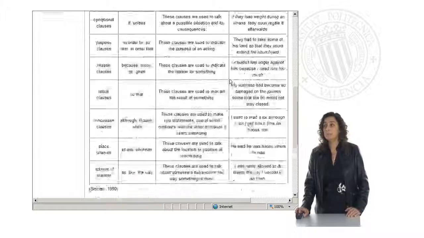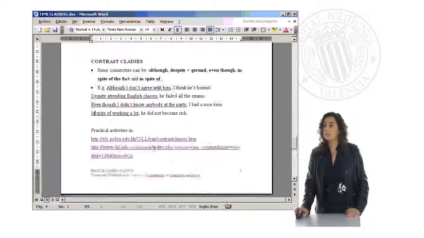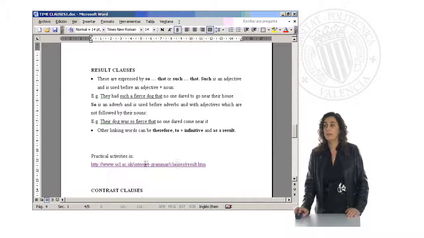Right? Okay. Then you can have more information on these two websites, but really to practice subordinated clauses, it's better you go to the websites I have explained before in this part, in the result clauses. There you have different clauses. Okay? Then remember that practice is the most important aspect in learning a language, and thank you very much for your attention.